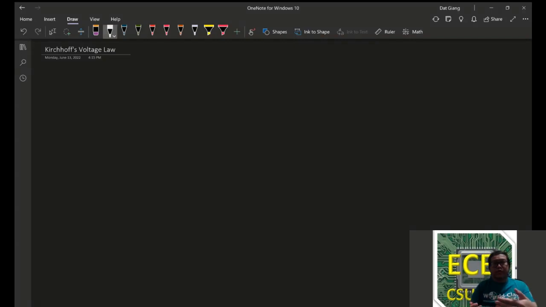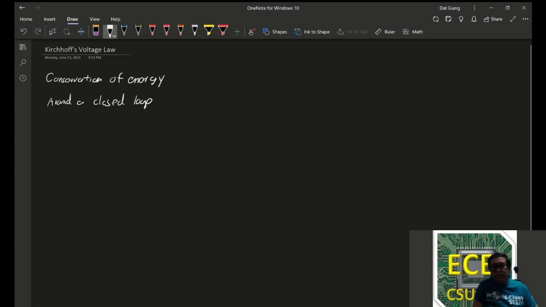Okay, so now we're going to be discussing Kirchhoff's voltage law, which is based on the conservation of energy. Now, recall that in the simplest form, conservation of energy just states that we can't create matter or destroy it. So what ends up happening is that energy transfers from one form to another. In a similar situation, Kirchhoff's voltage law states that around a closed loop, we get that the sum of all voltages is equal to zero.